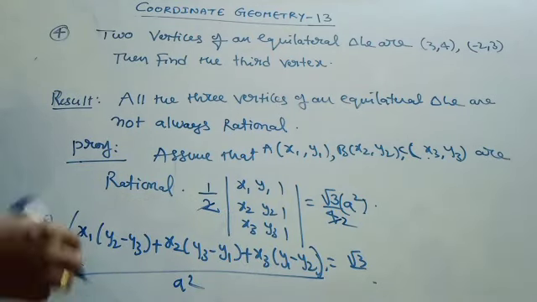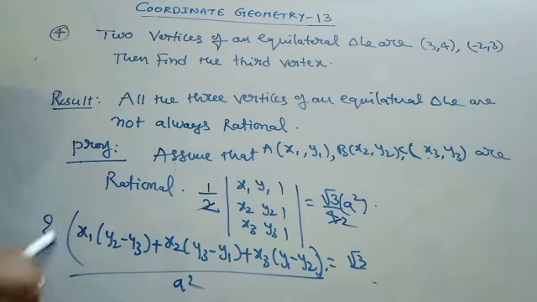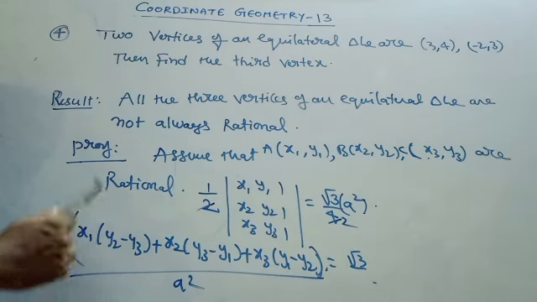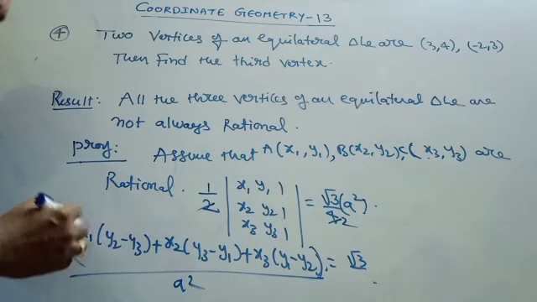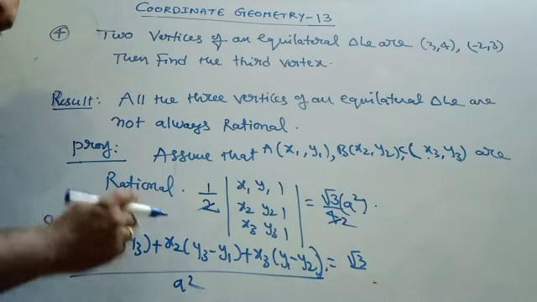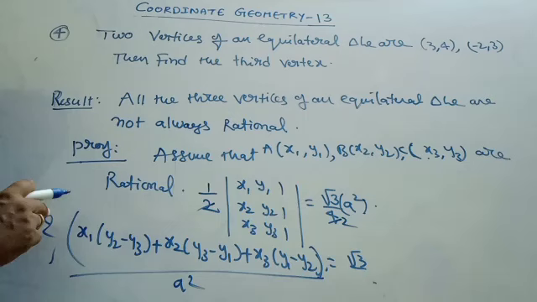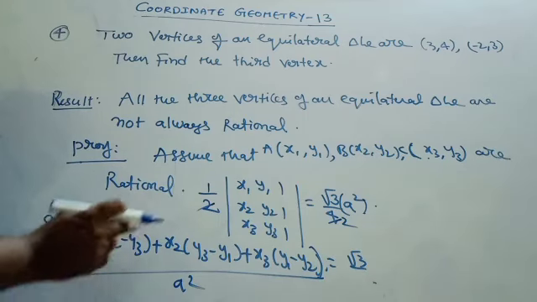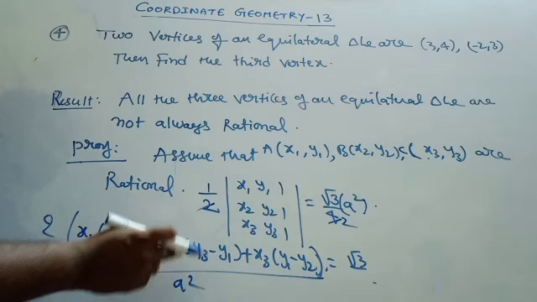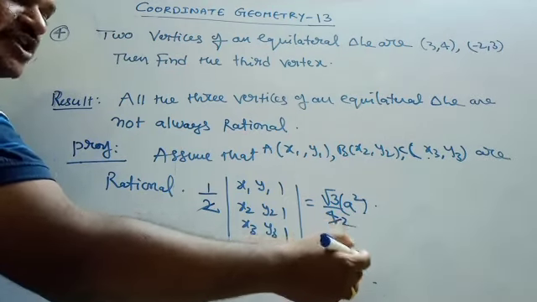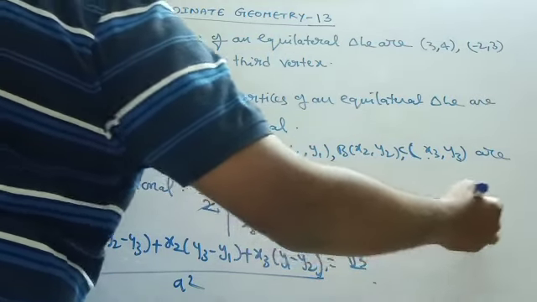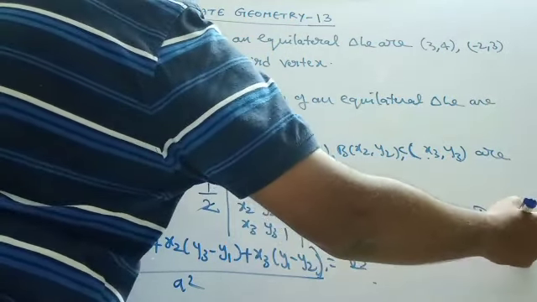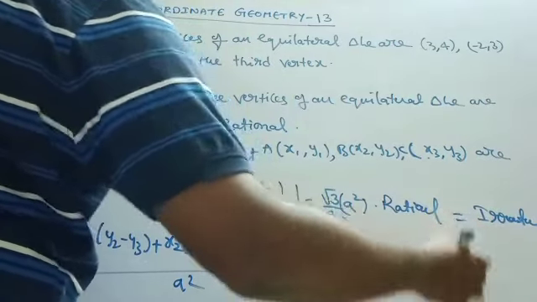Now you see here, 2 is an integer. Every integer is a rational number. A square, the length squared, is also a rational number. And all these x1, x2, x3, y1, y2, y3 are rational numbers. Their differences, multiplications, additions, everything is rational. Rational into rational, rational divided by rational is also rational. But a rational number is equal to root 3, and root 3 is irrational. That means rational equals irrational. This will never be true.